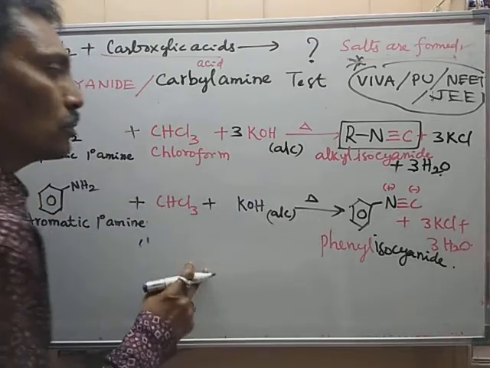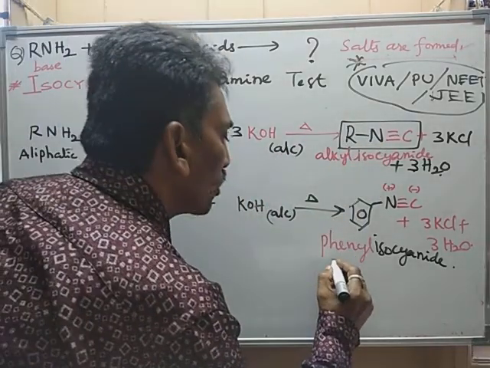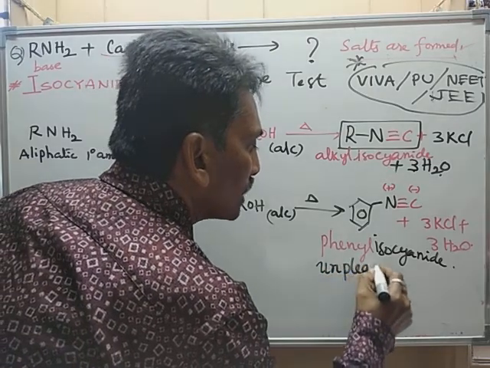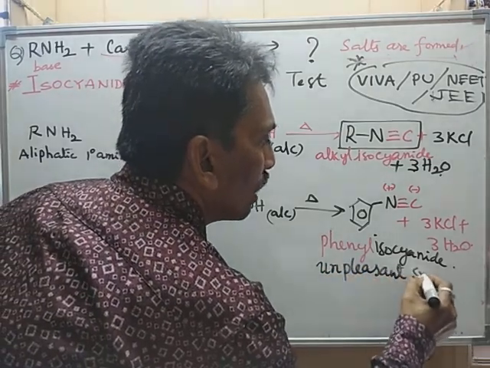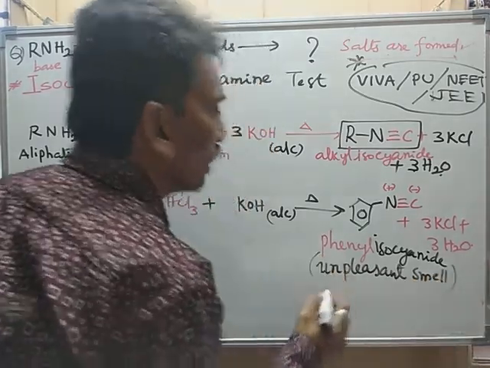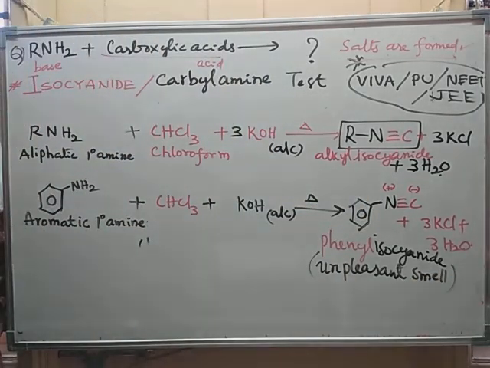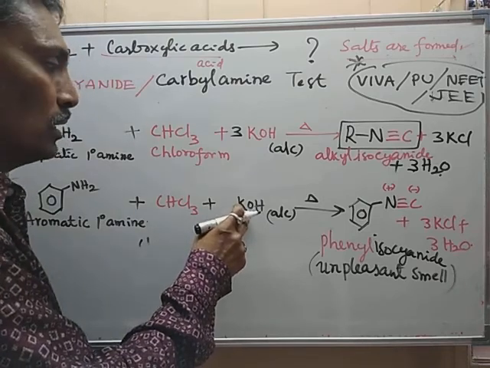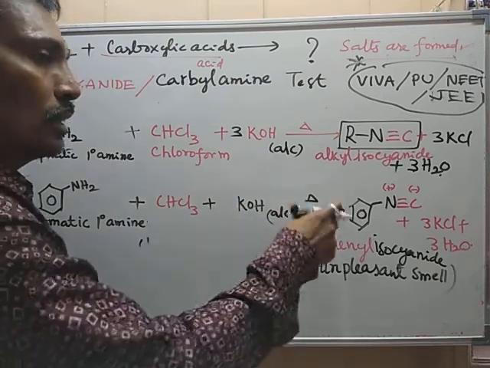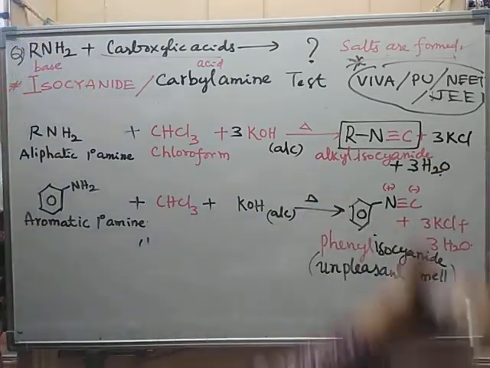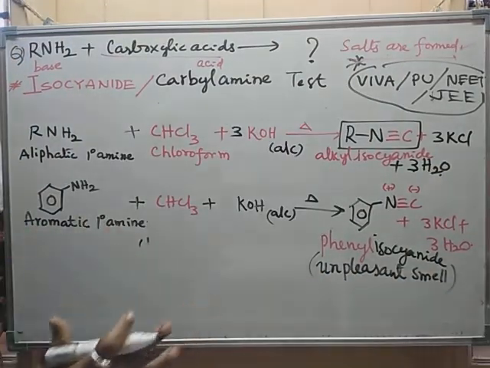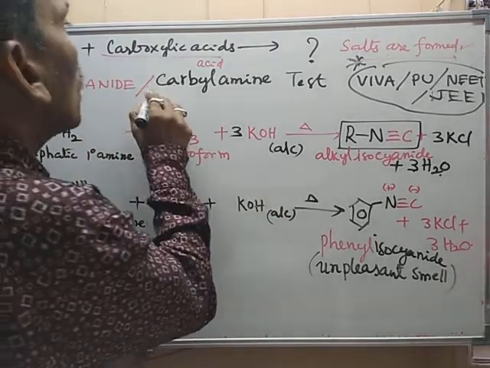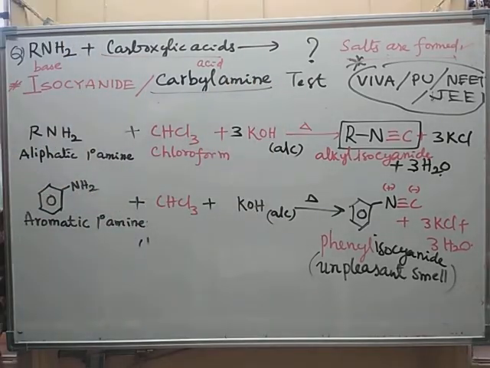And how do you observe this one? While heating the reaction mixture, you get a foul smelling, unpleasant smelling compound. After carrying out the reaction, it is treated with acid. The base is removed by the acid and its action is reduced, and the contents are poured in the sink and run with more water. This is the precaution in carrying out this reaction in the laboratory as the isocyanide test or carbylamine test.